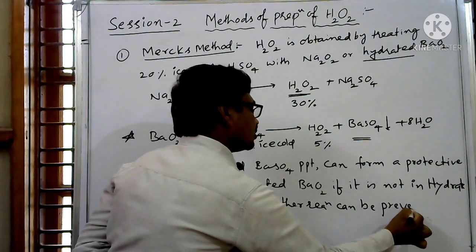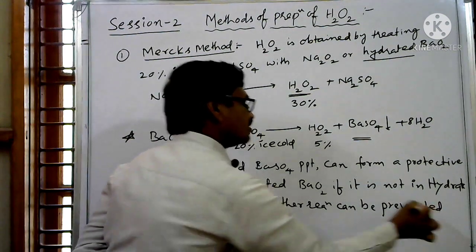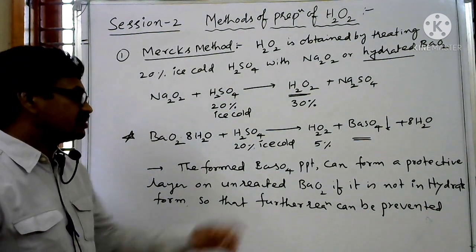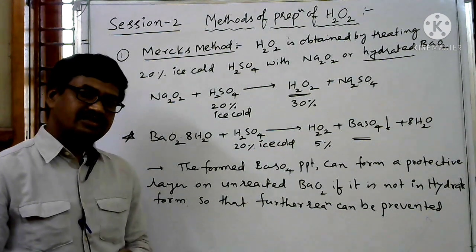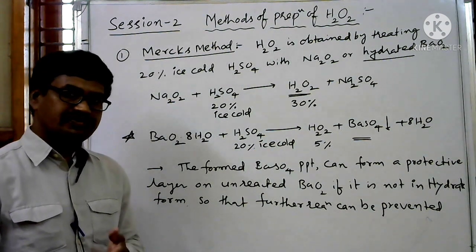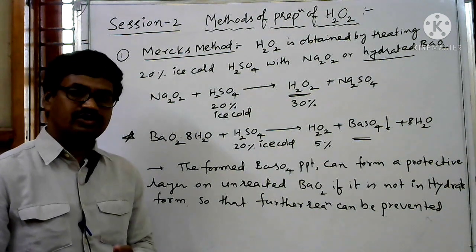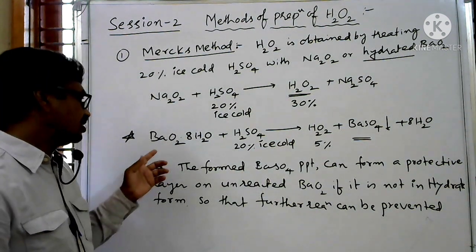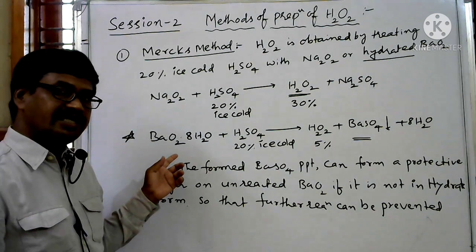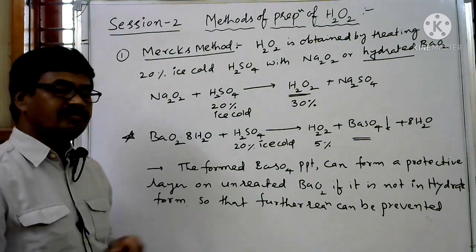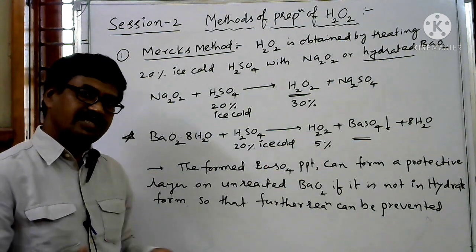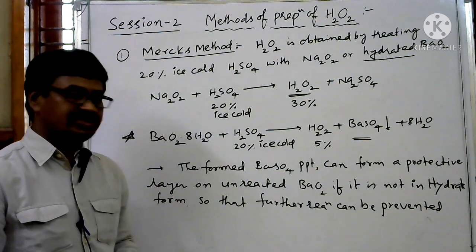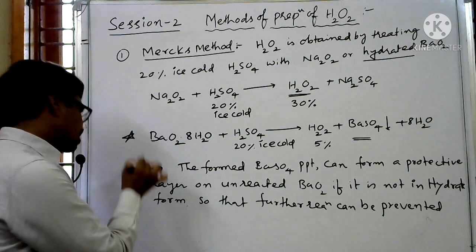What happens when further reaction is prevented? It means the H2O2 we are preparing here can be obtained only in lesser amounts. So we get less hydrogen peroxide if we take dehydrated, otherwise unhydrated, barium peroxide. If we take the hydrated form, we can get only 5%. If we take the unhydrated form, it is less than that. So from the examination point of view, this is important.